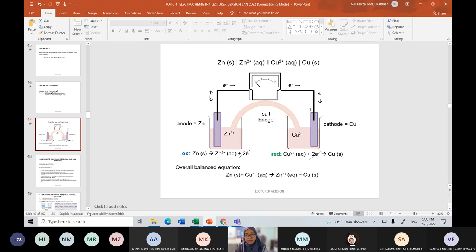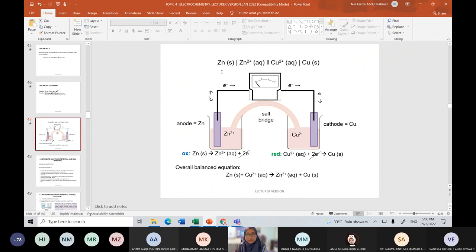Alright, so you can add a wire, ensure the electron flows from the anode to the cathode, from zinc to the cathode of copper. Okay, and then the solution you have to label as zinc 2 plus and copper 2 plus. And then the salt bridge, overall balanced equation. Okay? And this is the cell notation.